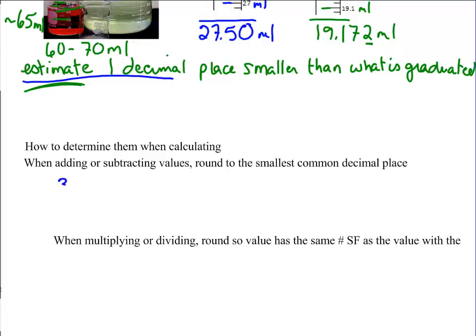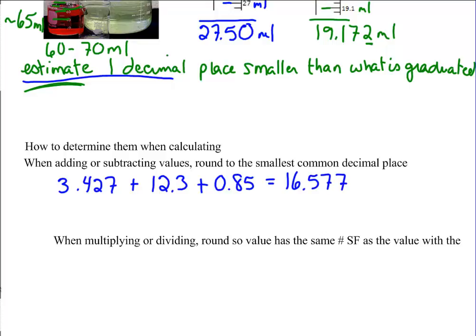So if I have 3.427 plus 12.3 plus 0.85. Now if I plug all those numbers into my calculator, I get 16.577. But if I take a look at my digits to the smallest common decimal place, well, this one goes to thousandths, this one only goes to tenths, and this goes to hundredths. So if I go to thousandths, I have to have hundredths and tenths. But that's the only one that goes to thousandths right here, so I can't go to that decimal place.